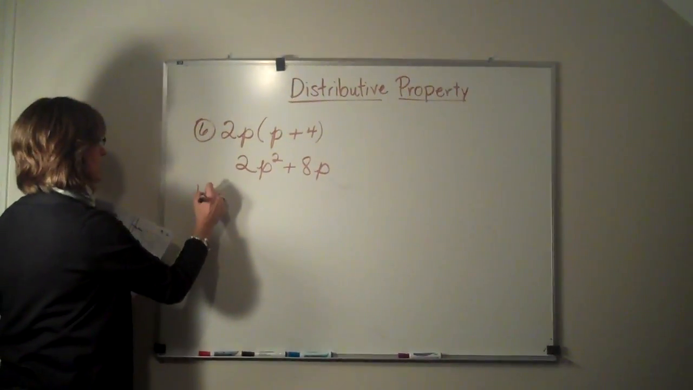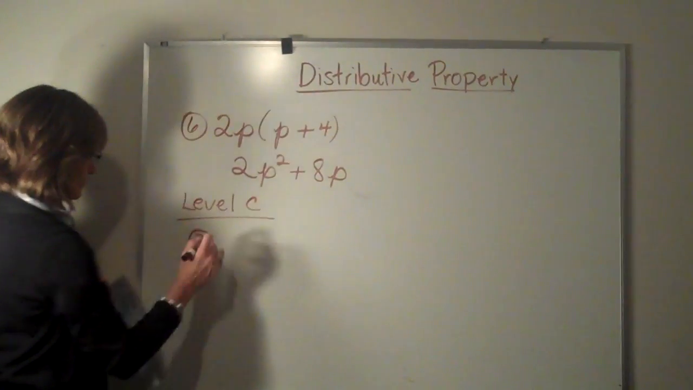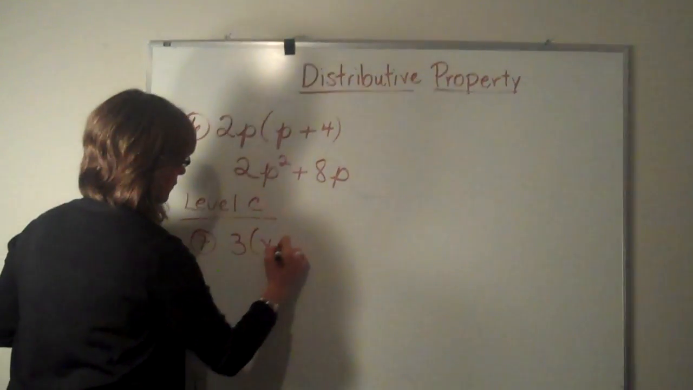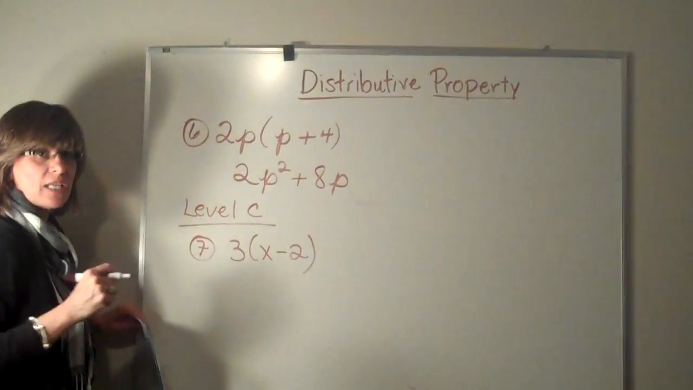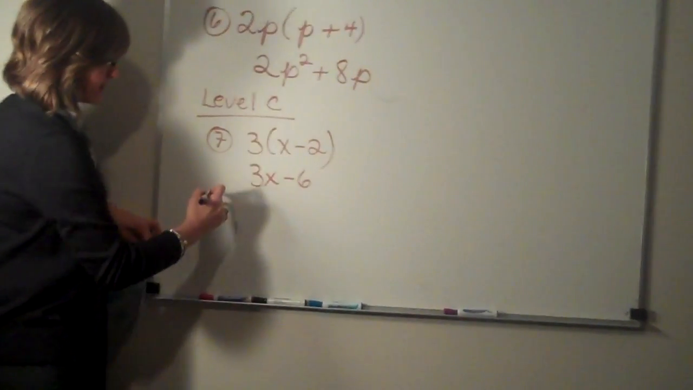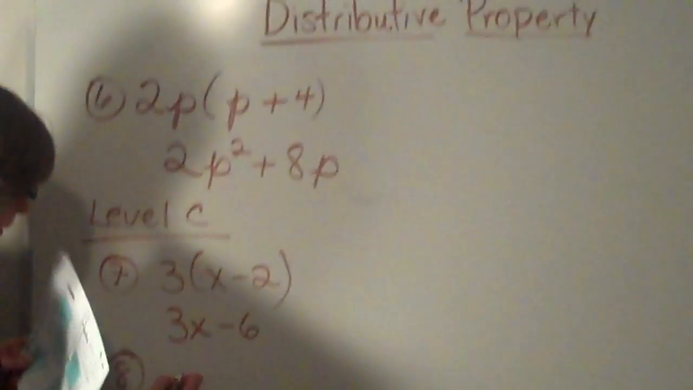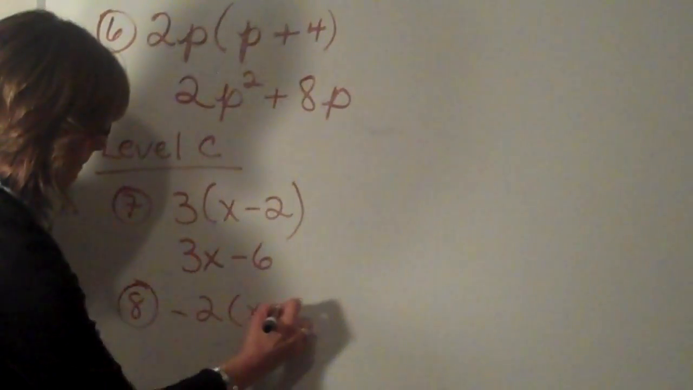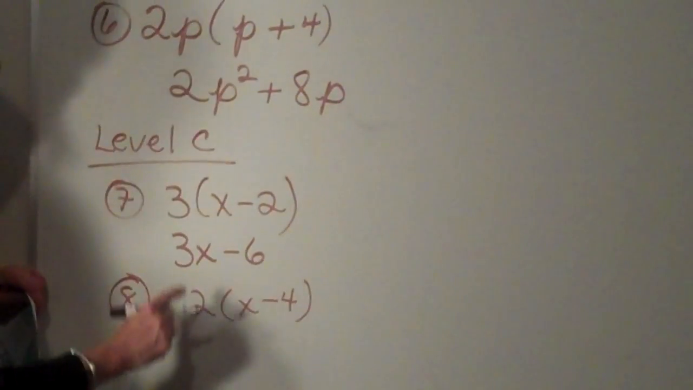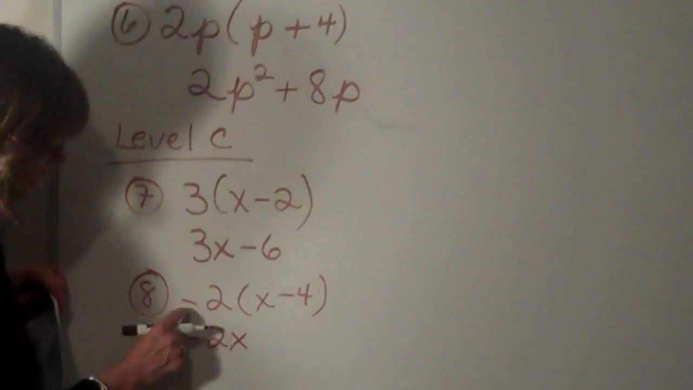Okay, now we're moving on to level C. So I can have subtraction in there now. So it'd be 3x minus 6. Number 8. Now I put a negative outside of the parentheses, so it's negative 2 times x, which is negative 2x, and negative 2 times negative 4.